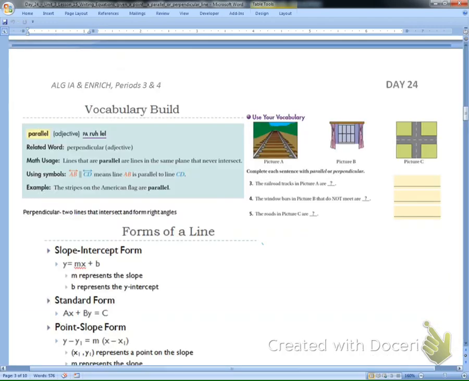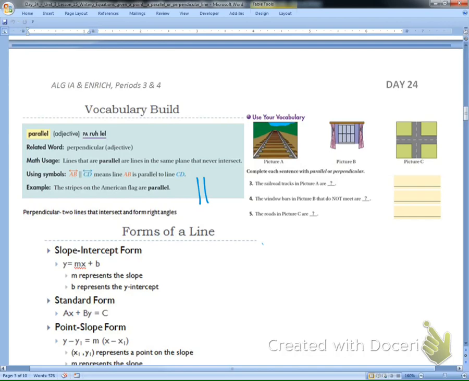And again, the new vocabulary that I'm using here is the word parallel, and a related word is perpendicular. So in math, lines that are parallel are lines in the same plane that never intersect. The symbol for parallel is two straight lines up and down. So using the symbols, you see that it says line AB is parallel to line CD, okay? The stripes in the American flag are parallel. It doesn't matter if they're going up and down, or if they're vertical, or if they're horizontal, or if they're diagonal. If they never intersect, then they're parallel lines.